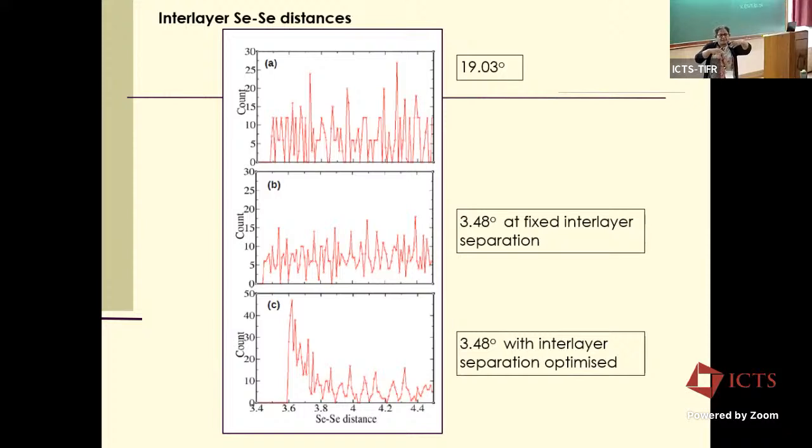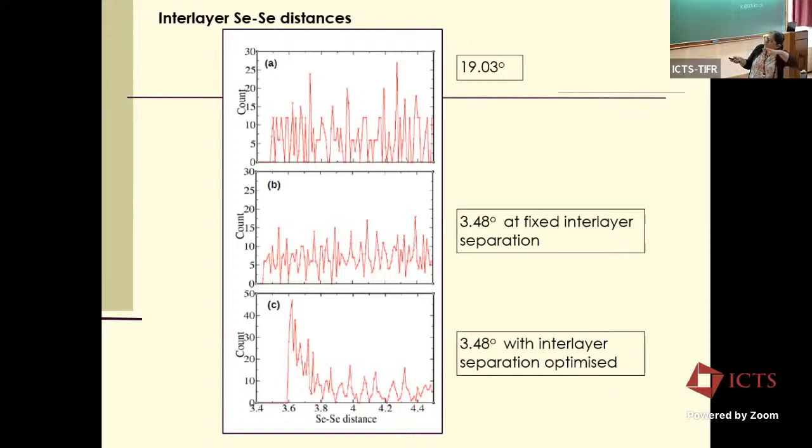So the hopping depends on the distance between the atoms. So the selenium distances should be a good parameter to quantify changes in the hopping interactions. Looking at 19.03, this is a histogram profile of all the selenium distances that we have up to about 4.4 angstroms.